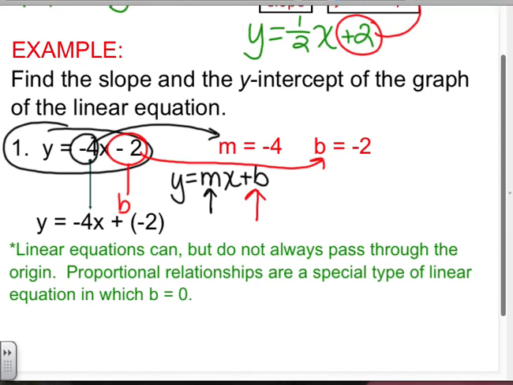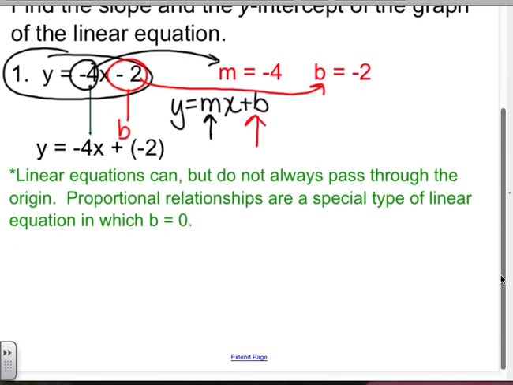Then there's this interesting little note down here at the bottom. Not ultra important. It kind of touches on a previous lesson that we did. It says linear equations can, but do not always have to, pass through the origin. Only proportional relationships are those special types of linear equations in which the y-intercept, or b, is 0. So in other words, proportional relationships, those lines, when you draw them, they have to cross through the origin. But not all linear equations have to cross through the origin, but if it does, then it's proportional.